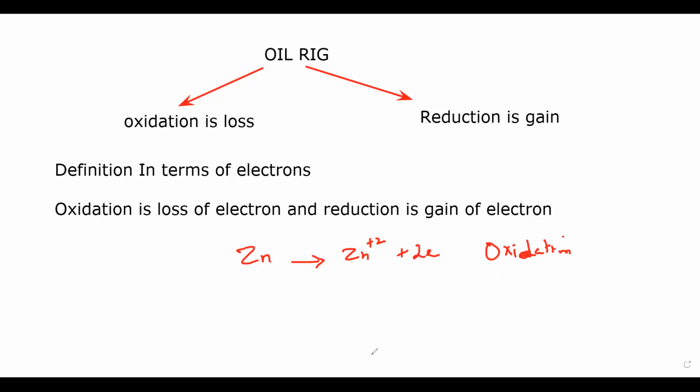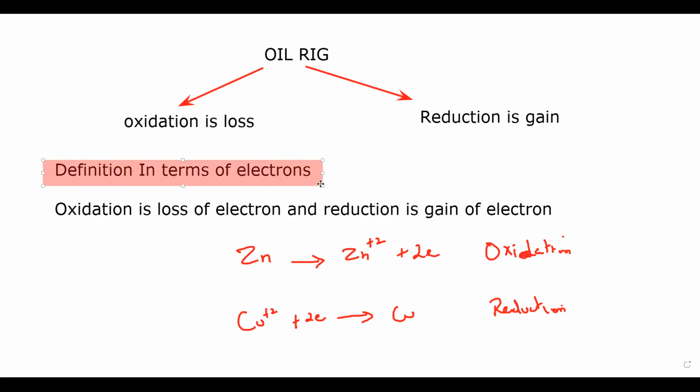Whereas the concept of reduction is a gain of electrons. For example, if there is a copper ion, it gains electrons and turns into a copper atom. So as it gains electrons, what do we call this change? We call this change reduction. So oxidation is a loss. The first definition, there are three ways we can define oxidation or reduction. The first definition is in terms of electrons: oxidation is loss of electrons, reduction is gain of electrons.